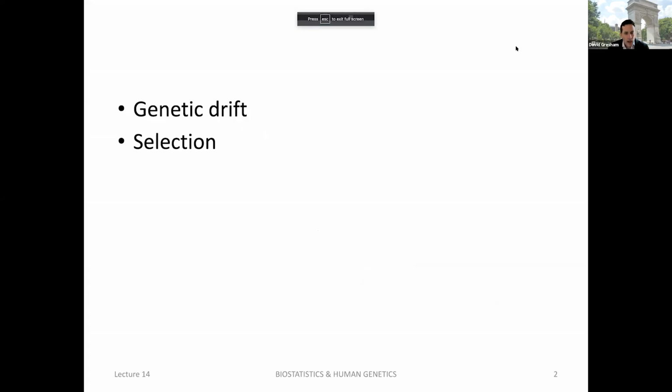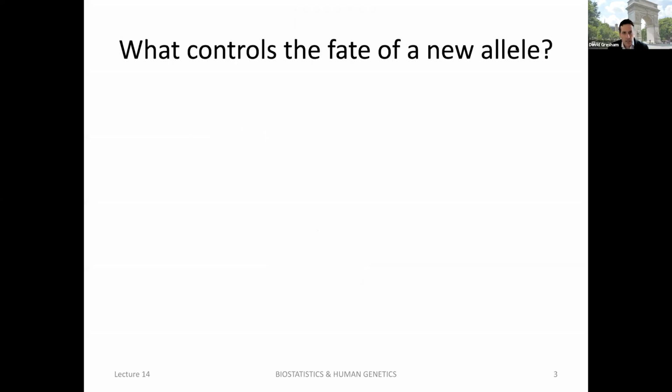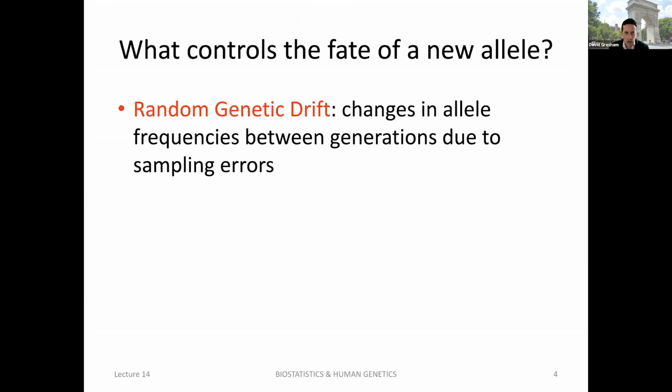We're going to continue now talking about population genetics today. And let me share my screen here. And so I'm going to talk about two topics today. So really what we're interested in, the question in today's lecture, is what controls the fate of a new allele that is introduced into a population. There are two primary forces that we want to talk about today.